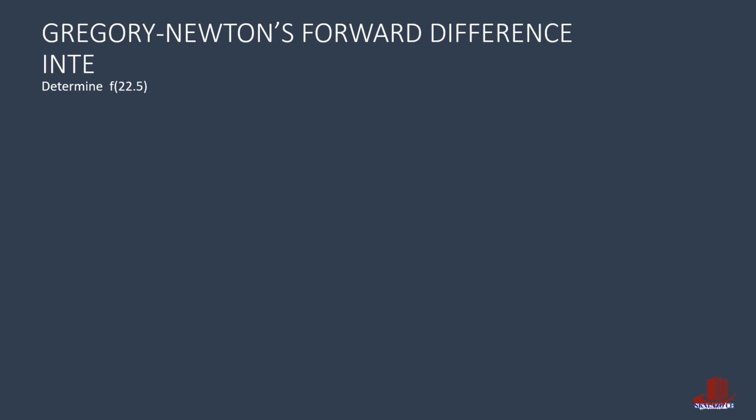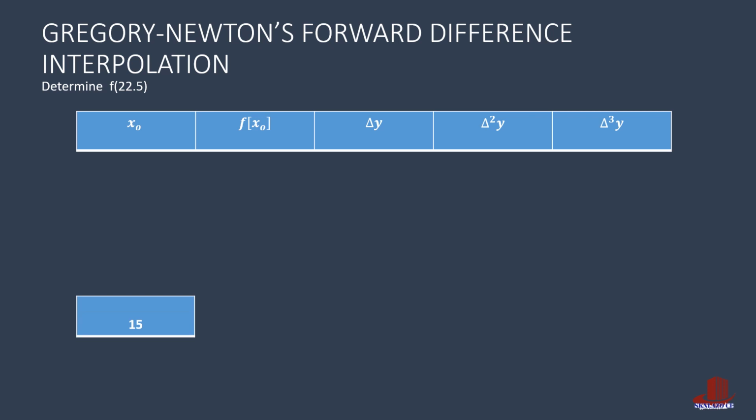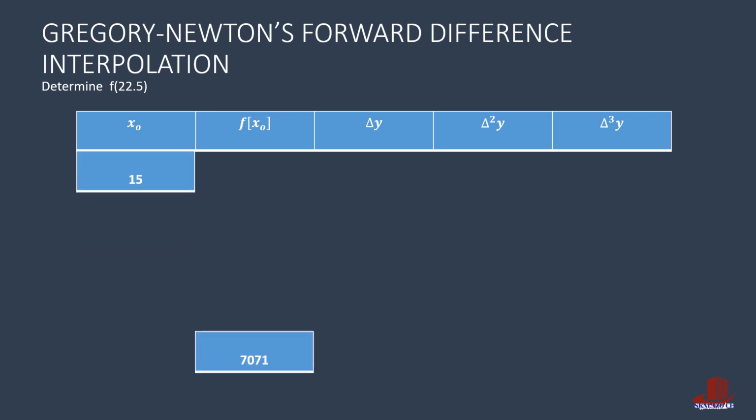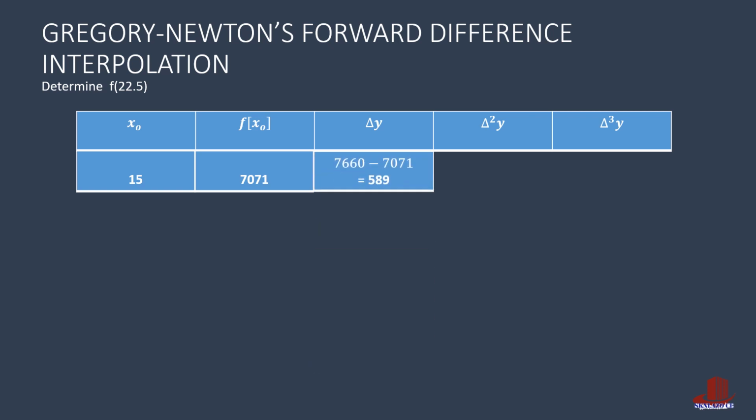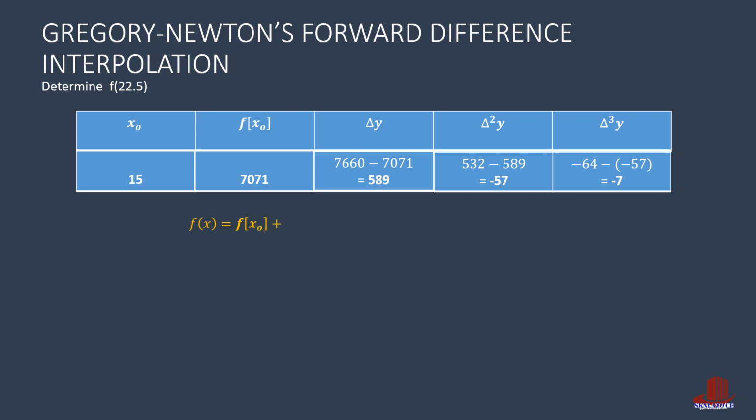With Gregory-Newton forward interpolation, we use the coefficients 15 for x0, 7071 for f of x0, 589 for delta y, negative 57 for delta squared y, and negative 7 for delta cubed y. With the pattern equation needing r, we solve it as required x minus reference x. That is 22.5 minus 15 all over 5.